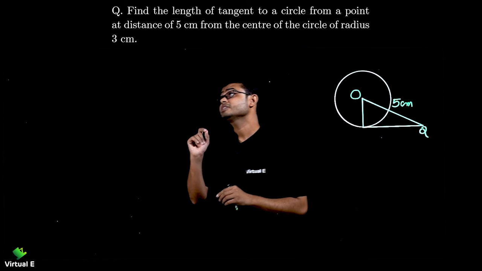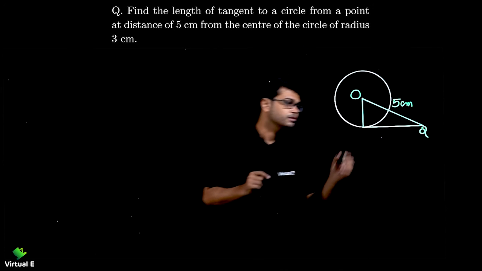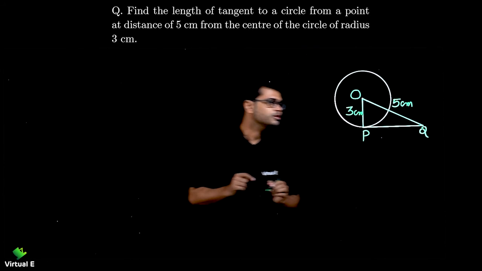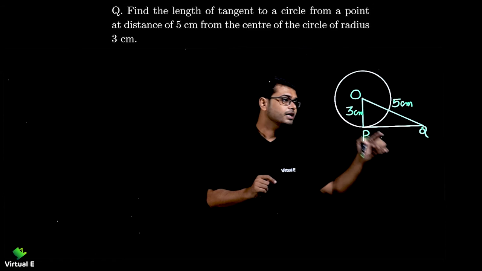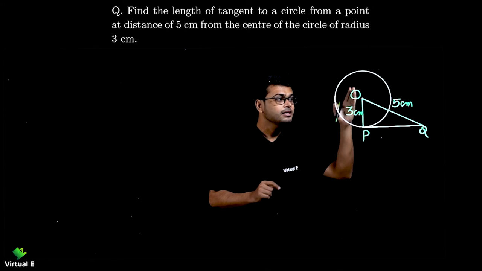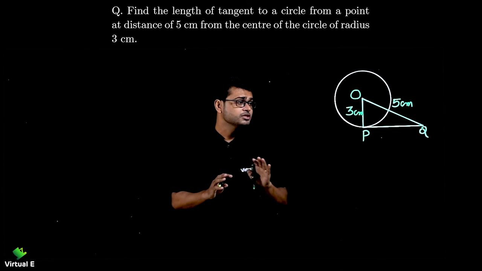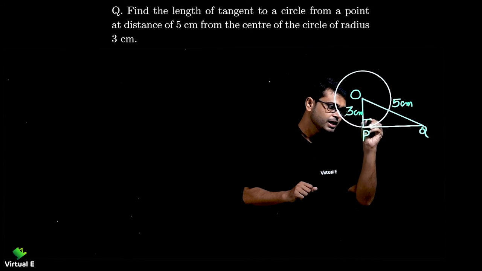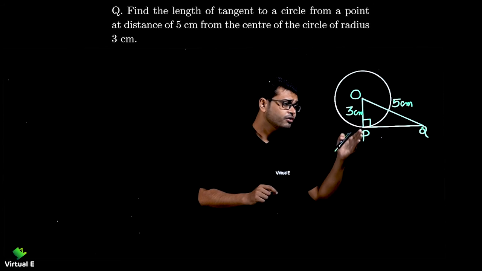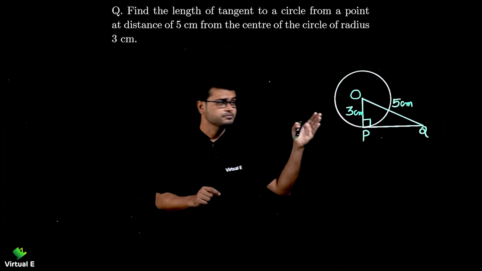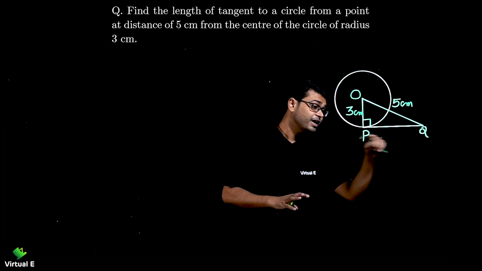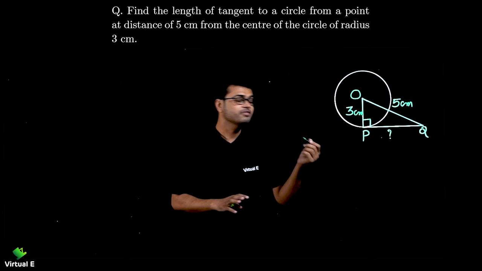Done. Now about the circle, the radius is given as 3 cm. So this is 3 cm. Let me take this point as P, right? So you can see that PQ is the tangent. OP is the radius and OQ is the distance between the center and the point. Simple. And we know that OP and PQ are perpendicular, 90 degrees, right? At the point of contact, the line joining the center and the point of contact will be perpendicular to the tangent PQ. We know this one. What we need to find is PQ. This is the missing quantity. Let's label everything first.